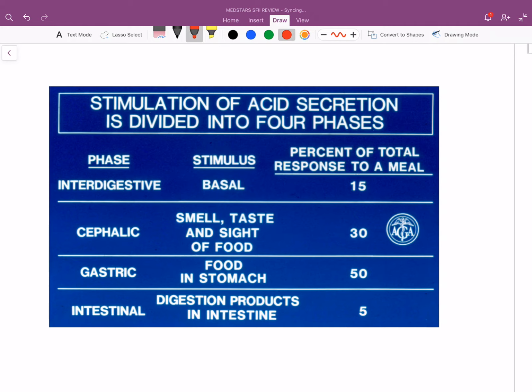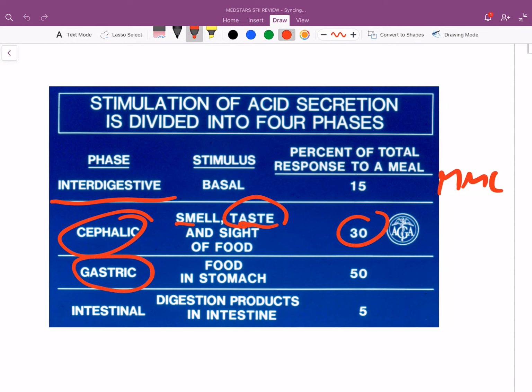This just talks about the different phases of secretion in your GI. You have the interdigestive phase, which is when you're not eating. That's when your MMC complex is working to clean out your gut, cleaning out the dead bacteria and things that were left over. The cephalic phase is when you're chewing, when you smell food, you taste food. You can see that gastric acid secretion is 30%. The gastric phase itself is when the food is in the stomach. It's 50%. That makes sense.